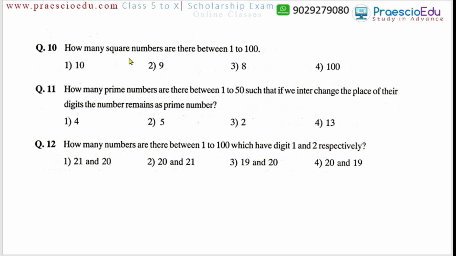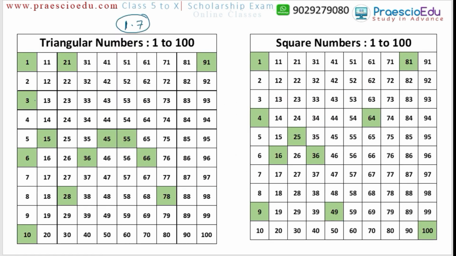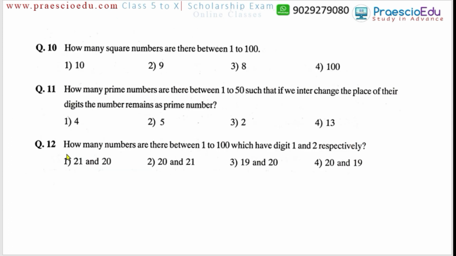Question number 10. How many square numbers are there between 1 to 100? As we have seen earlier, if we count 1 2 3 4, the numbers 1 to 10 have their squares from 1 to 100. So how many are there? There are 10. So 10, option number 1, is the correct one.